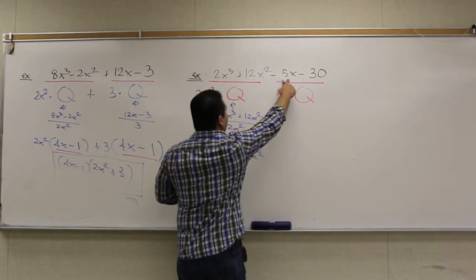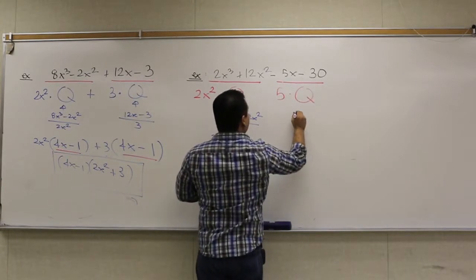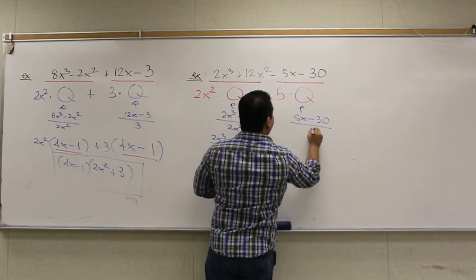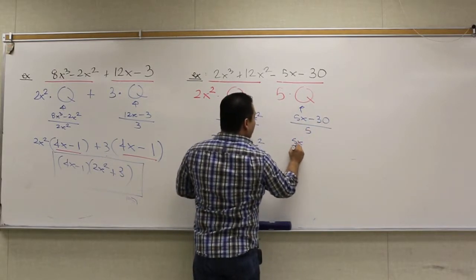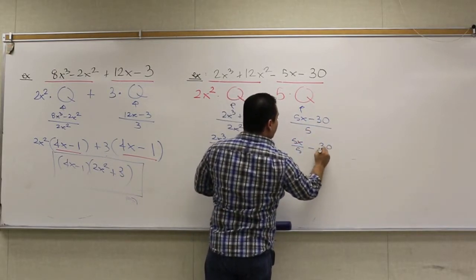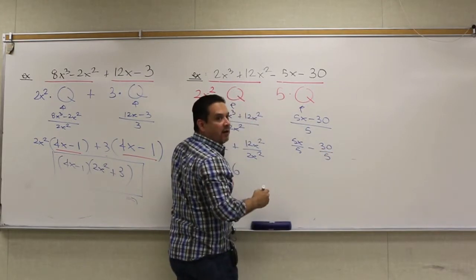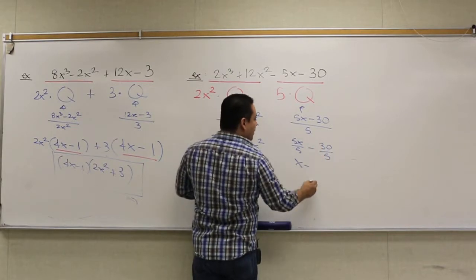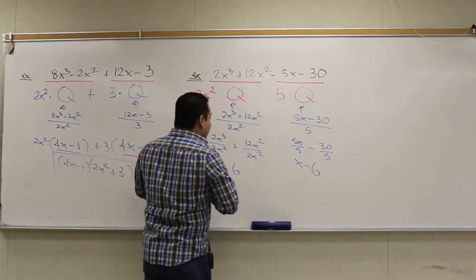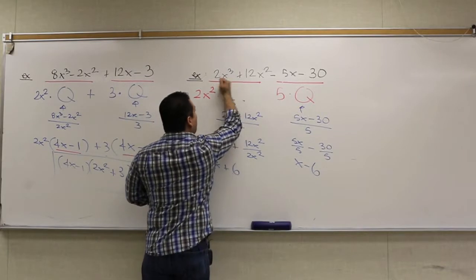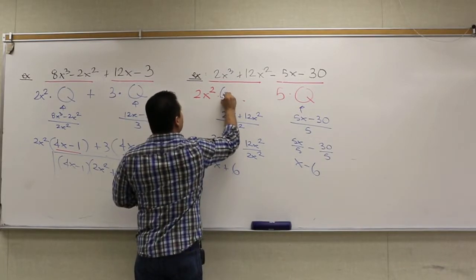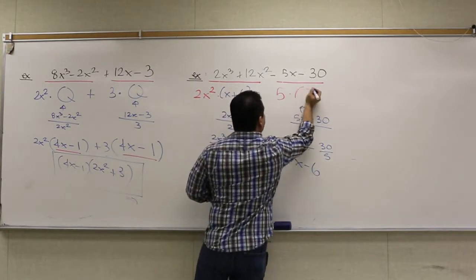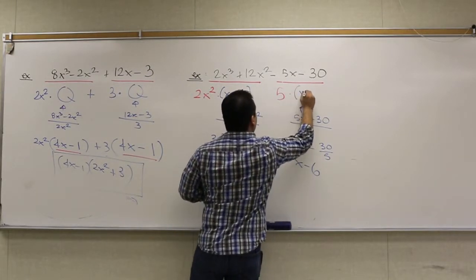What are my terms here? 5x minus 30. I divide by 5. 5x divided by 5 minus 30 divided by 5. What's 5x divided by 5? That is x minus, what's 30 divided by 5? 6. So if I go back and I say, okay, I found my quotients. Here's times an x plus 6. Here's times an x minus 6.